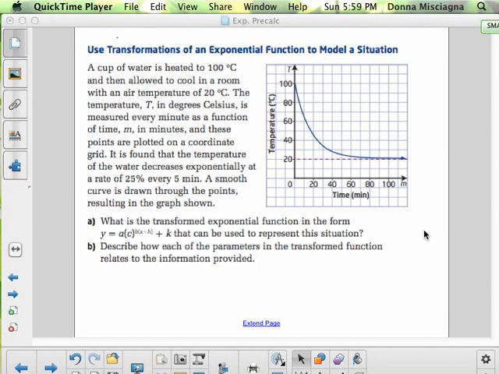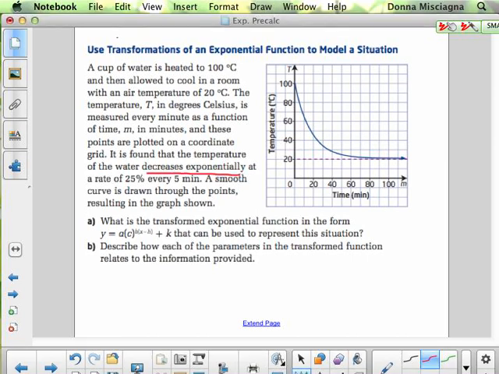A. What is the transformed exponential function in the form y equals a times c to the b(x minus h) power plus k that can be used to represent this situation? So let's break down all of the pieces of information we're given and use that to figure out the values that go in the equation. What really stands out to me is this statement: the water decreases exponentially at a rate of 25% every 5 minutes. That's going to be key to finding our base.